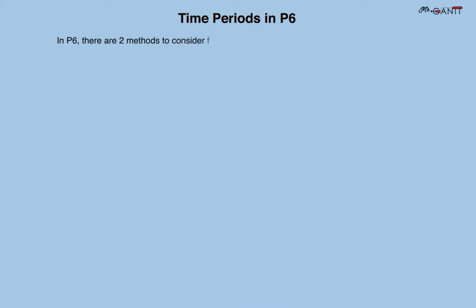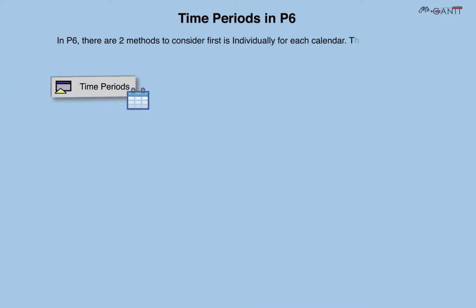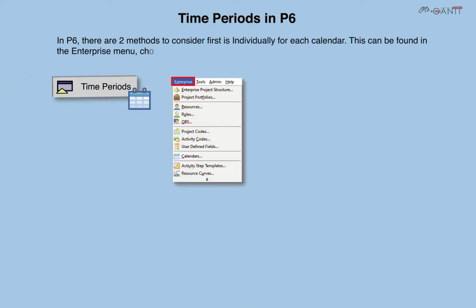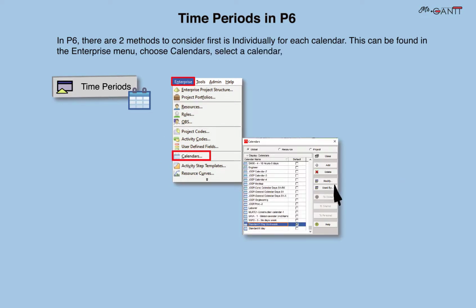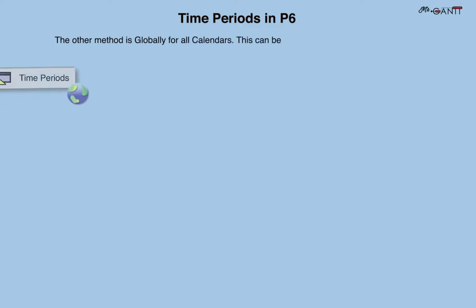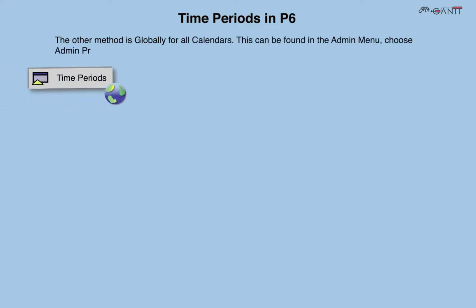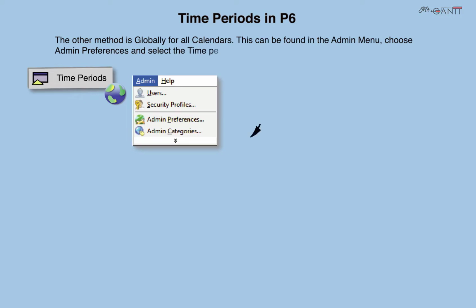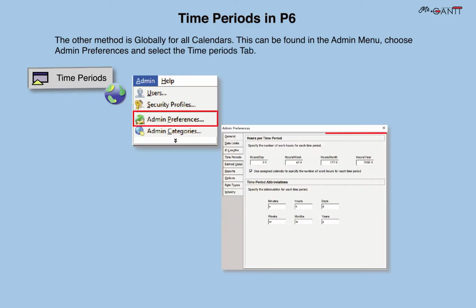In P6, there are two methods to consider. First is individually, for each calendar. This can be found in the Enterprise menu. Choose Calendars, select a calendar, then Modify. The other method is globally, for all calendars. This can be found in the Admin menu. Choose Admin Preferences and select the Time Periods tab.